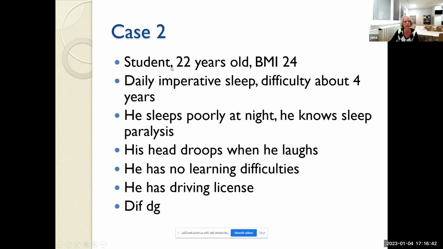The second case is a student, 24 years old, with BMI 24. He has had daily imperative sleep difficulty for about 4 years. He sleeps poorly at night, and he knows sleep paralysis, so he wakes up and can't move. Then his head drops when he laughs. He has no learning difficulties. He has a driving license. So what we are trying to think about is narcolepsy. And because he laughs and has head drops, we think it is narcolepsy type 1, which means with cataplexy.